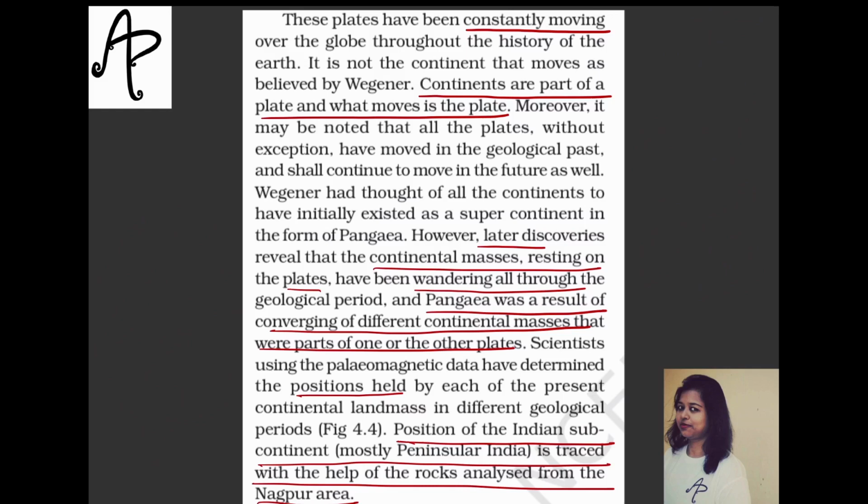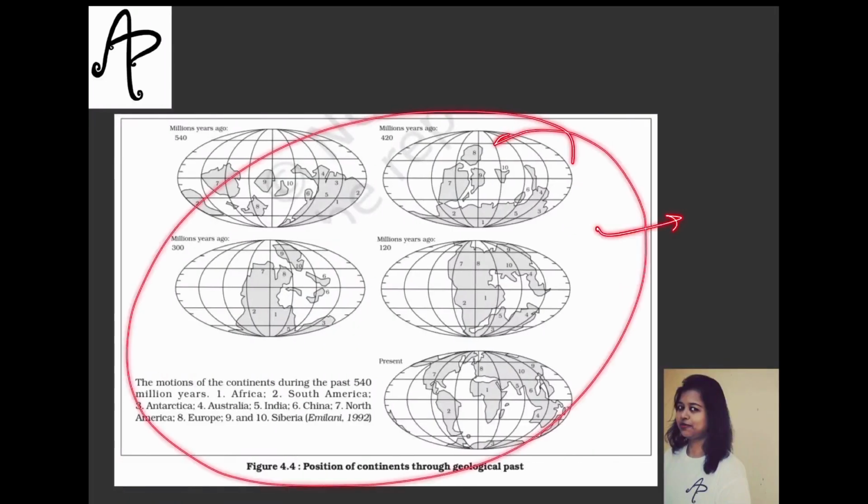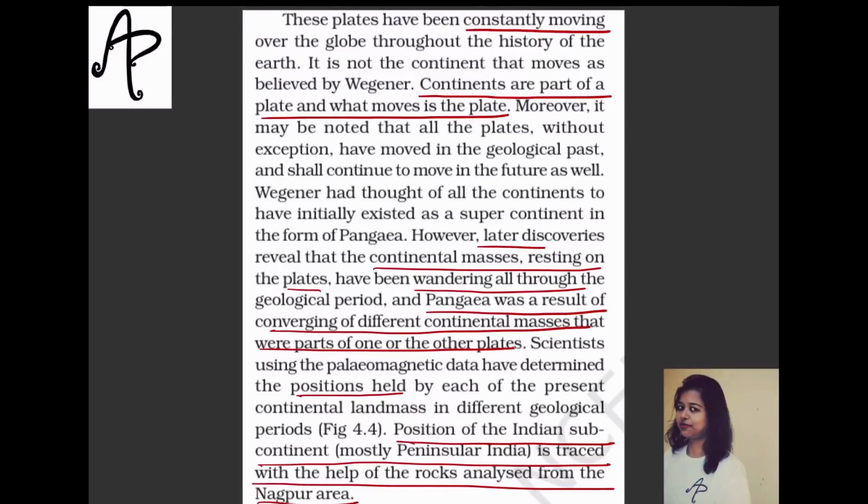Also, how did the scientists come to the discoveries, or let's say the conclusion, or not conclusion, at least pointers for the theory? The scientists used the paleomagnetic data. You have already talked about the rocks' paleomagnetism, okay, we have done it. And they have determined the positions held by each of the present continental landmasses, which was shown to you in this image. So this is based on this particular theory. Therefore you see that difference, that the different combinations were formed at different points of time of different continents. They have explained it to you by numbering.